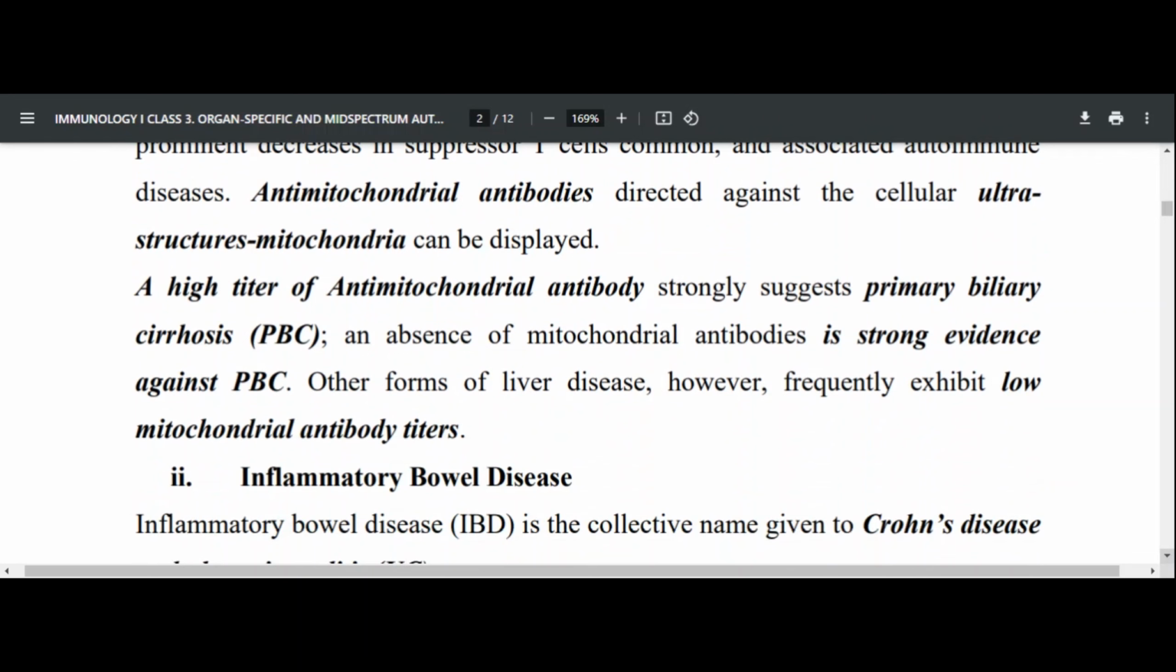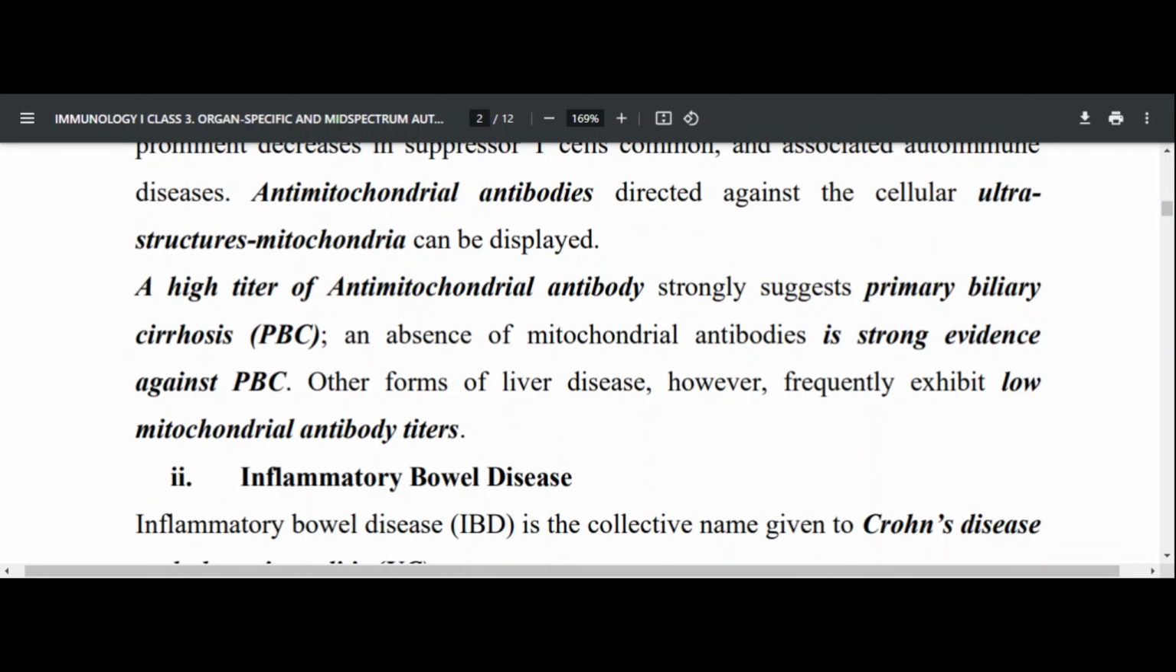But absence of mitochondrial antibody is also evidence against primary biliary cirrhosis. Which means that the prominent autoantibody found in this condition, primary biliary cirrhosis, is anti-mitochondrial antibody. And remember, anti-smooth muscle antibody is found in hepatitis or autoimmune hepatitis. So anti-mitochondrial antibody is suggestive of biliary cirrhosis or idiopathic biliary cirrhosis.